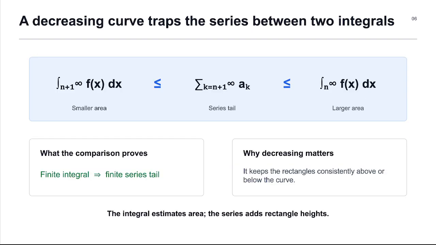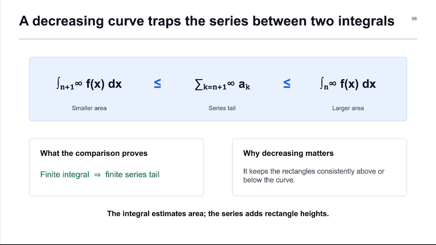Why the integral test works? This diagram explains the main idea behind the integral test. The terms of the series can be represented by rectangles with a width of 1. The improper integral represents the continuous area under the curve. Because the function is positive and decreasing, the rectangles can be placed consistently above or below the curve.